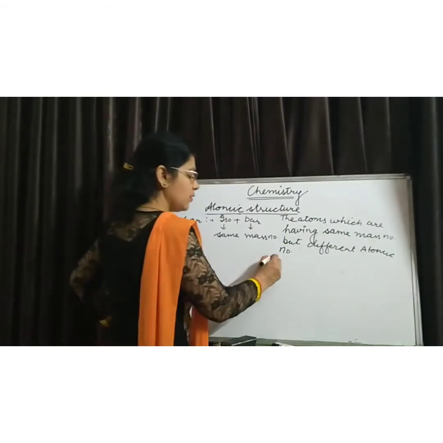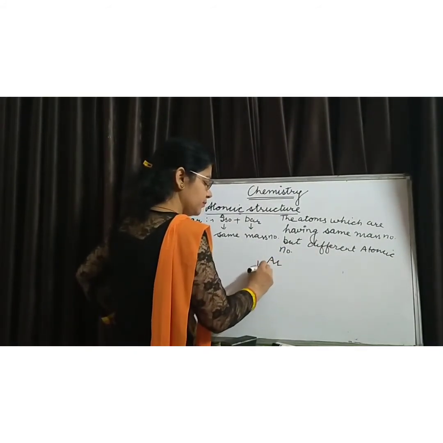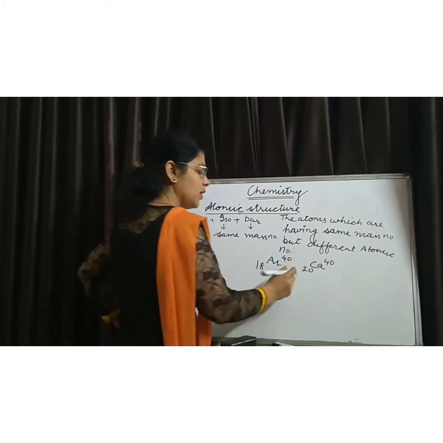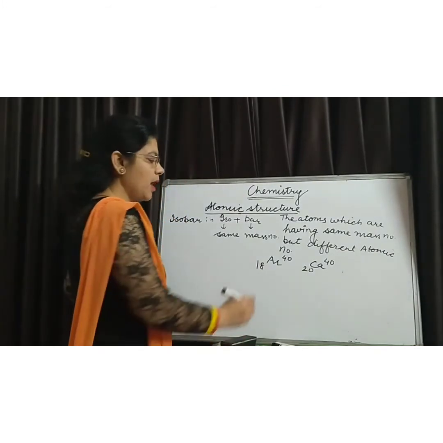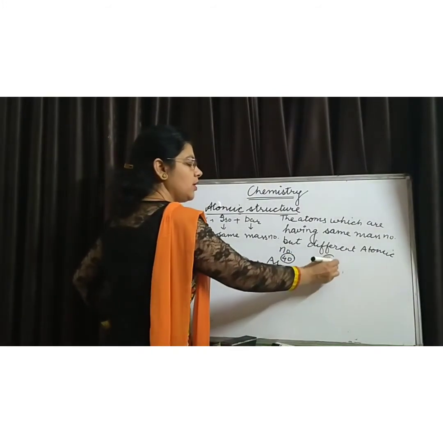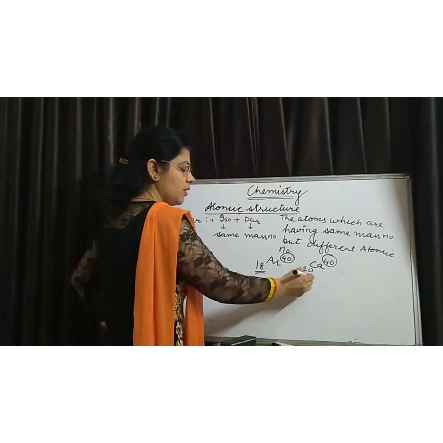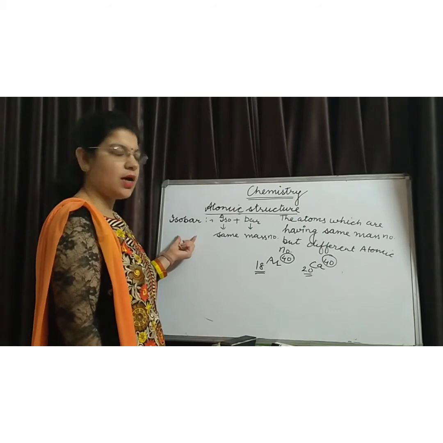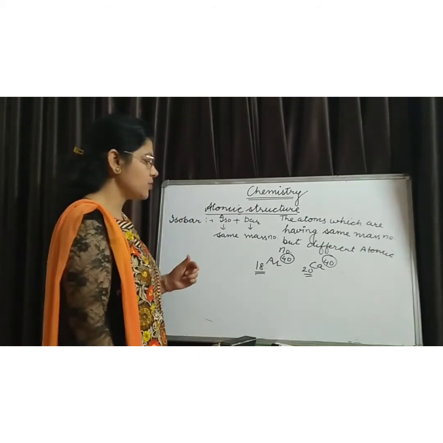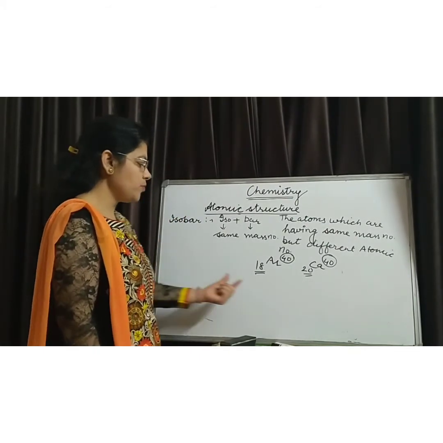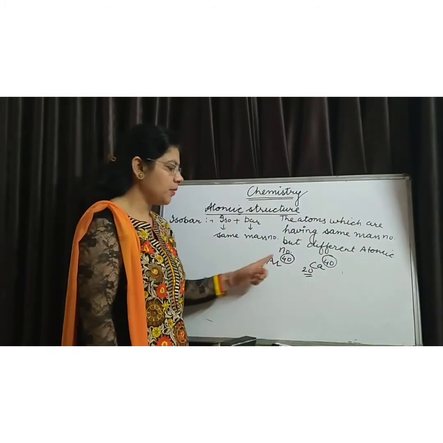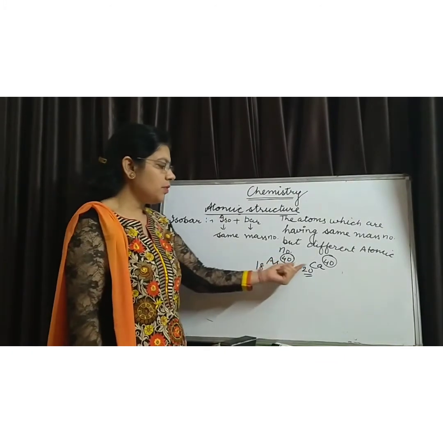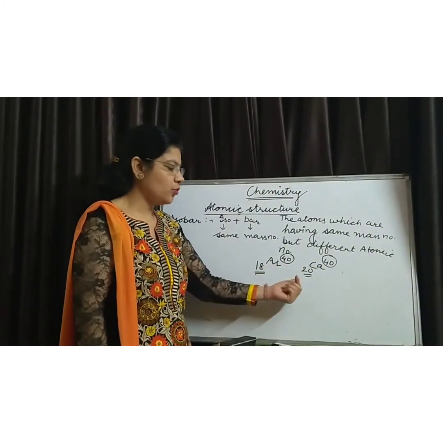For example, argon and calcium. They both have the same mass number, that is 40, and different atomic numbers, that is 18 and 20. Isobars are just the opposite of isotopes. In the case of isotopes, atomic numbers are the same but mass numbers are different. In isobars, the mass number is the same but the atomic number is different.